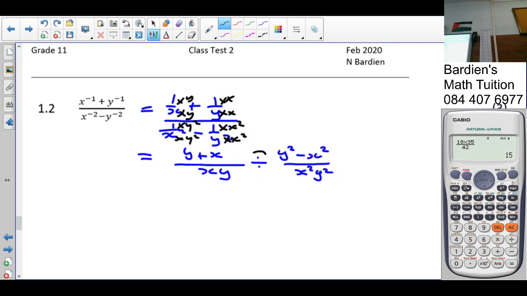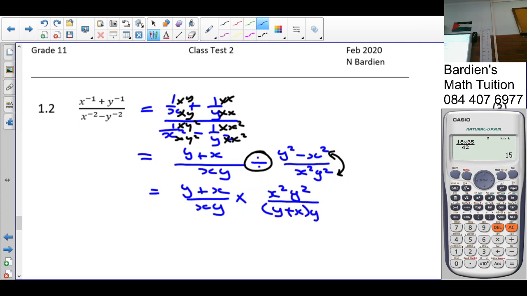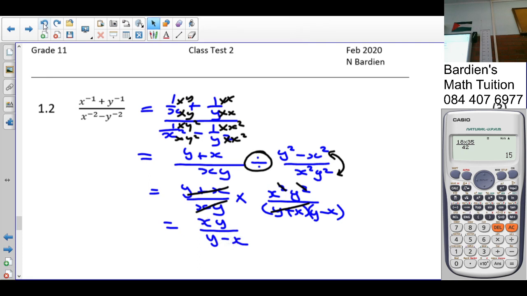And if you equate it, they give you equivalent fractions. People, this is division. So what must happen? Change to multiplication, by the equivalent. So it's y plus x over xy times x squared y squared over the difference of two squares, y plus x times y minus x. As you can see, y plus x cancels y plus x. xy cancels with one of the x's and one of the y's in the numerator. So I got xy over y minus x. Can these x's cancel? No, because of that subtraction sign. Between a subtraction and addition, you can't cancel. Okay, you guys okay with that?